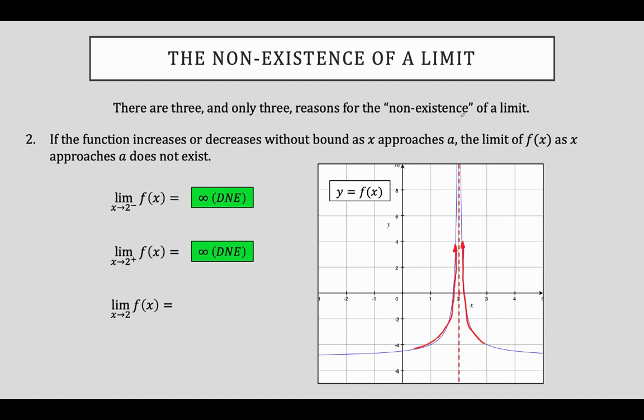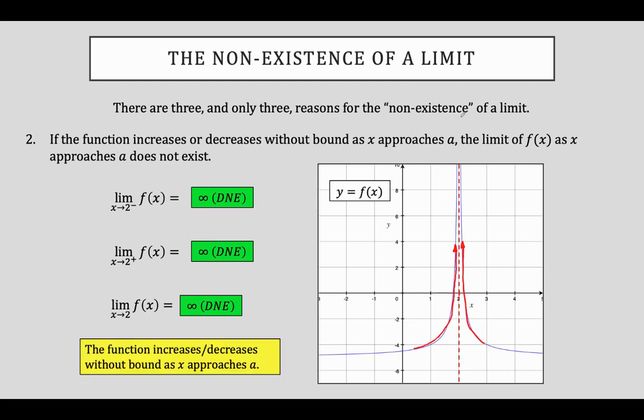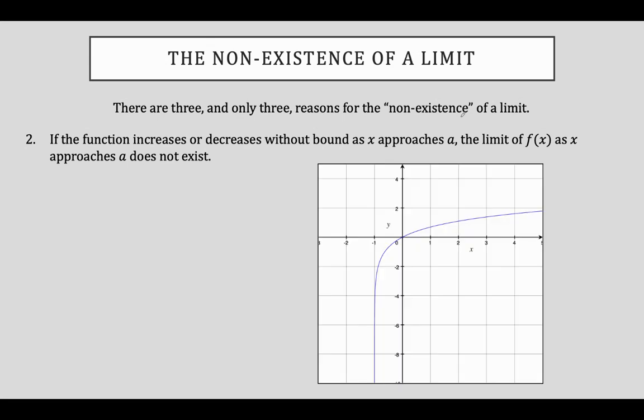So what can we conclude about the limit as x approaches 2 of f of x? Well, from both sides, the graph is going up to positive infinity. So we're going to write infinity, but we are also going to write DNE. This is case number 2 for the non-existence of a limit. The function increases or decreases without bound as x approaches a. Let's take a look at another example where this happens.